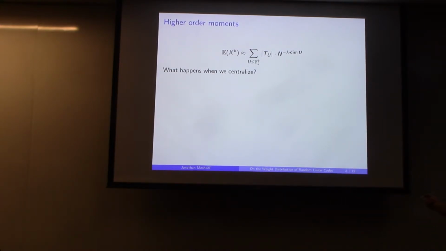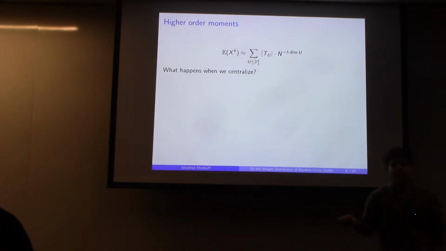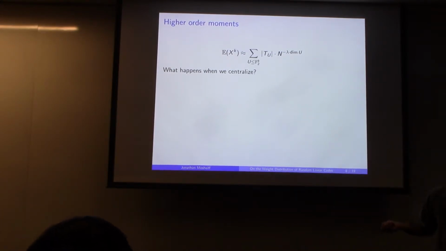So what would happen if I try to compute this e of x to the k in the binomial case? In the case of just a random nonlinear code, just a regular random code, if I try to compute this and did this kind of classification, then I'd actually do something that's very similar to what they do in one of the proofs of the central limit theorem.